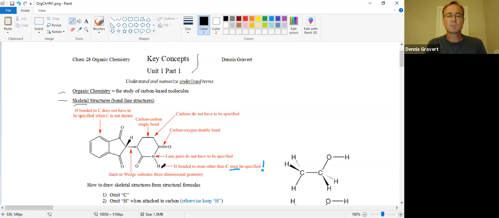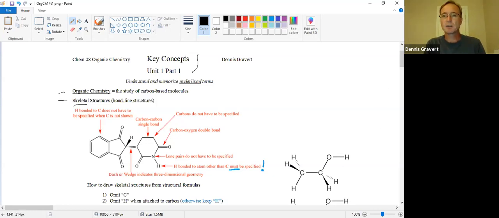Hydrogen. So there's going to be a lot of hydrogen atoms in our molecules. And if we're leaving out the C's, we're also going to start leaving out some H's. The exception to that is anytime a hydrogen is connected to an element that's not carbon, in which case we're going to be obligated to draw in that H. Okay, those are some basic traits of a skeletal drawing.